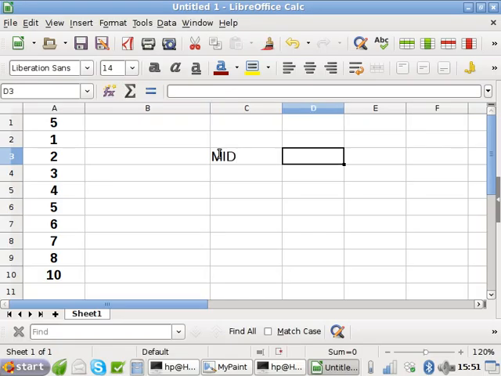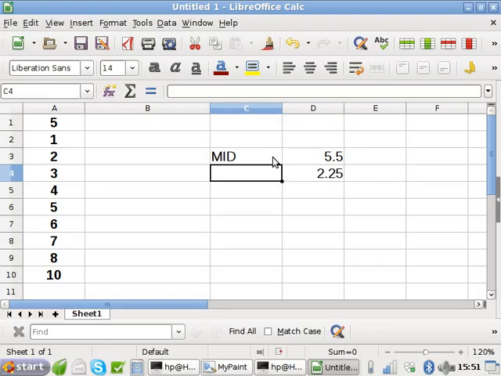So what's the biggest number here? 10. And the smallest? 1. 10 plus 1 is 11, divided by 2 is 5.5. And what's the biggest number? 10, and the smallest? 1. So 10 minus 1? 9, divided by 4? Yeah, 9 divided by 4, 2.25. So I'm estimating the mean and standard deviation to be this, in my head, roughly.